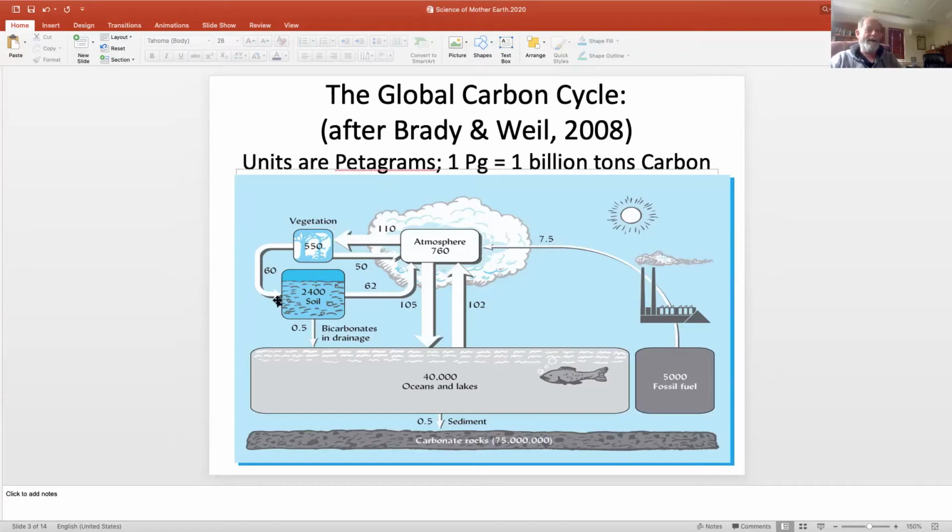That would be fine if 60 billion tons was also going out of the soil, and then we would have a proper cycling process. But in fact, 62.5 billion tons of carbon leave the soil every year, and only 60 billion go in. So every year we're losing 2.5 billion tons of carbon, mostly into the atmosphere.